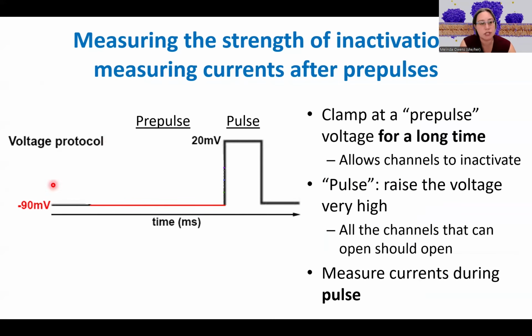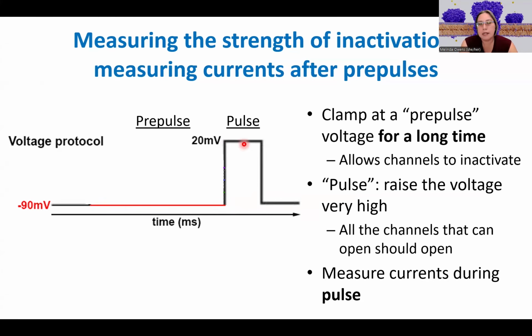What you're going to do is pre-pulse, meaning you're going to hold the voltage at a given voltage for a long, long time. And then only at a certain point, you're going to have what's called a pulse. And this pulse is going to be something really high, like +20, that's kind of guaranteed to open all of your channels if they're openable. So you're going to raise the voltage very high and see what happens.